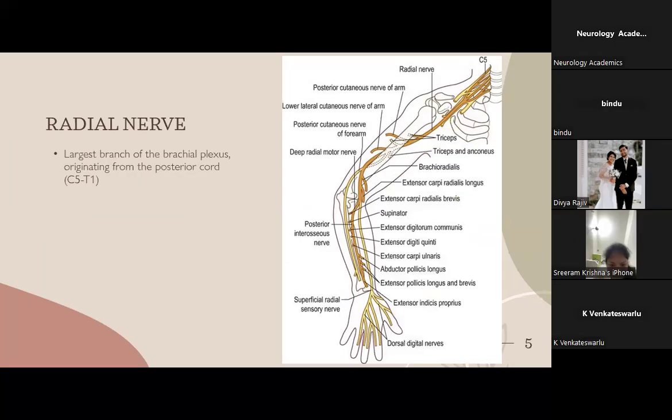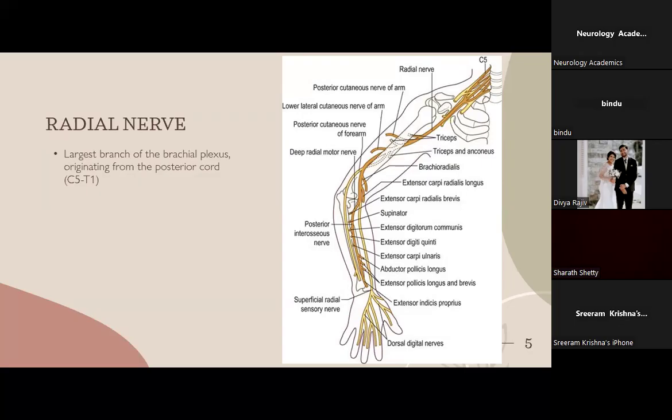It gives off the posterior sensory branches, posterior cutaneous nerve of arm, lower lateral cutaneous nerve of arm, and posterior cutaneous nerve of forearm in the axilla, along with muscular branches to 3 heads of triceps and anconeus. After this, it enters the spiral groove. In the spiral groove, it is situated in proximity to the humerus, so any immobilization or a fracture can cause easy injury to the nerve at this site. So the most common site of radial nerve injury is at the spiral groove.